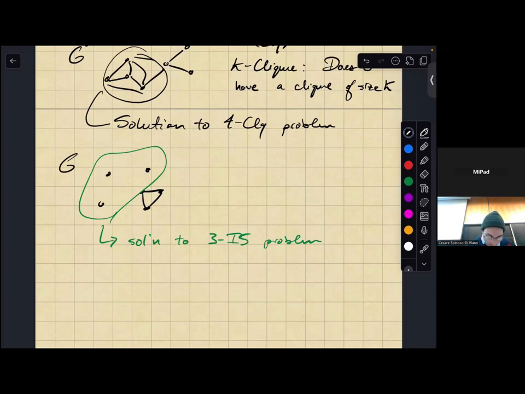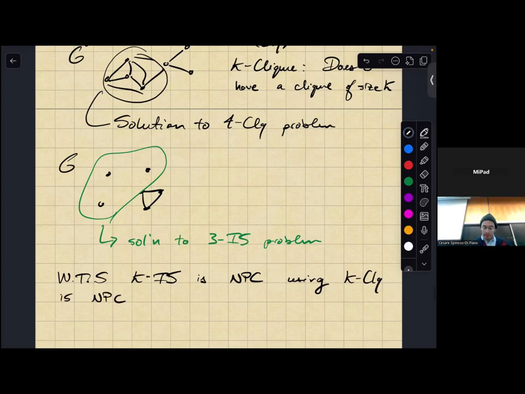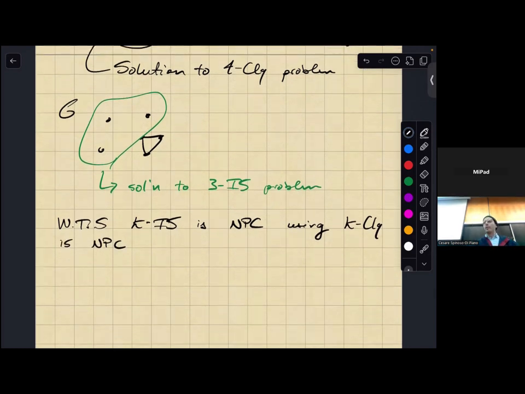So now what I want to do is show that K independent set is NP-complete using the fact that K clique is NP-complete, right? Well, if I want to show that K independent set is NP-complete, the first thing I have to show is that this problem is in NP, right? But that's fairly easy to check, right?